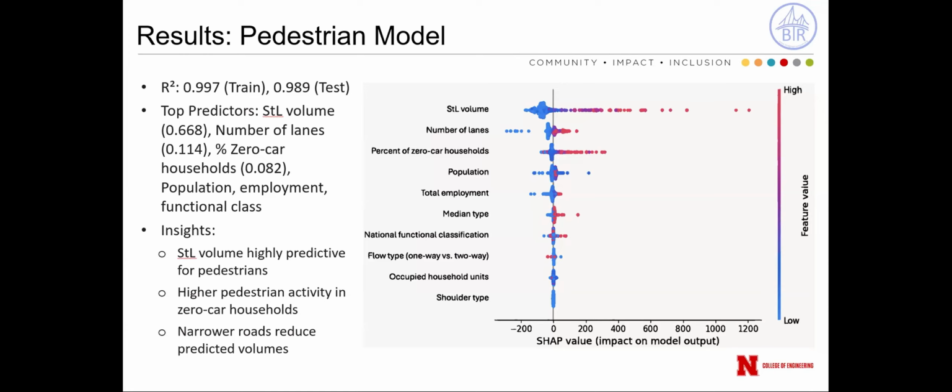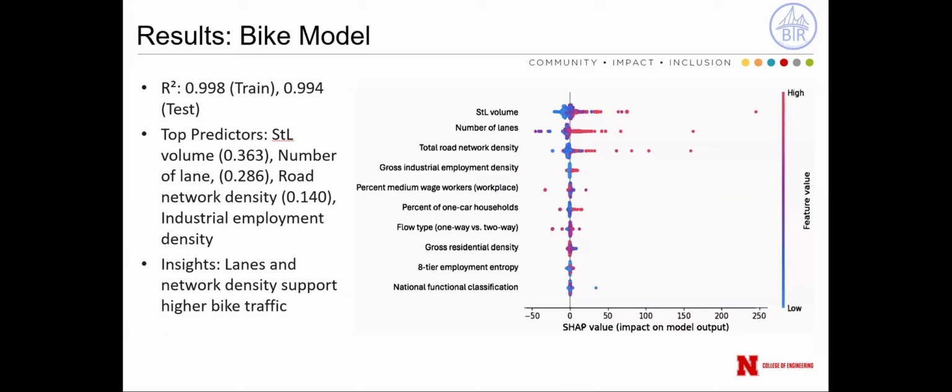Interestingly, the bike model outperformed expectations with an R-squared of 0.998 on the training set and 0.994 on the test set, despite bikes being the most challenging to model. The top feature was still StreetLight volume, but with a lower importance score of 0.363, suggesting that the LBS signal is weaker for bicycles. Instead, contextual factors like lane count and road network density played a much larger role in this case. This, more than any other model, highlights the value of including EPA smart location data and road data in the bike volume models.